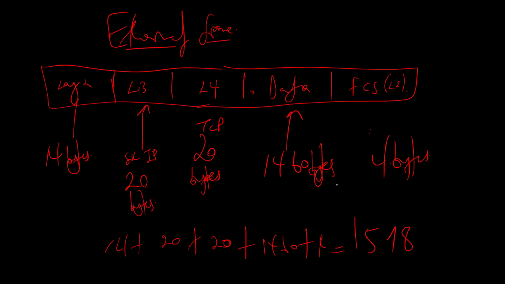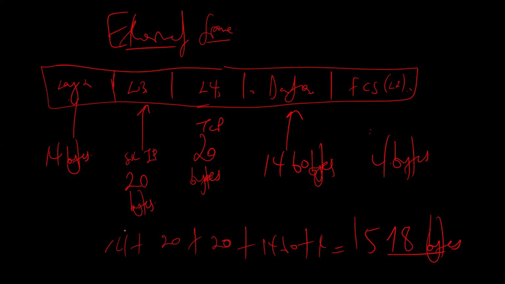For an Ethernet frame, the minimum should be 64 bytes. Maximum should be 1518 bytes. The maximum is the sum of the layer 2 header, layer 3 header, layer 4 header, our payload, and our FCS. Now, MTU, maximum transmission unit, is determined at layer 3.